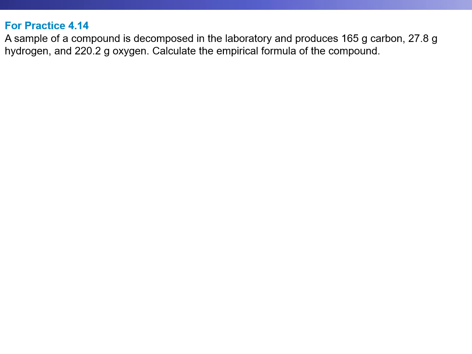In problem 4.14, we are given a sample of a compound that gets decomposed in a lab, and it's going to produce 165 grams of carbon, 27.8 grams of hydrogen, and 220.2 grams of oxygen. And from this information, we should be able to calculate the empirical formula for that compound. In fact, that is what they do in labs. So let's take what we're given, which is the grams of each one of these different elements, and we should be able to convert this information into an empirical formula.